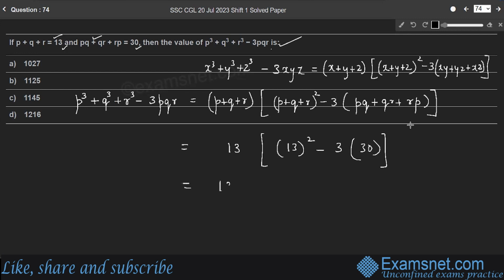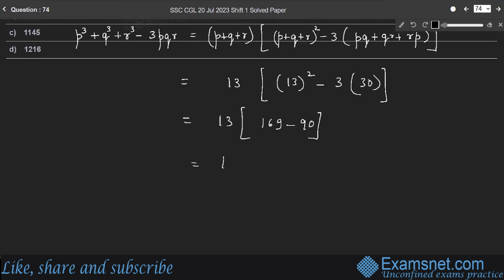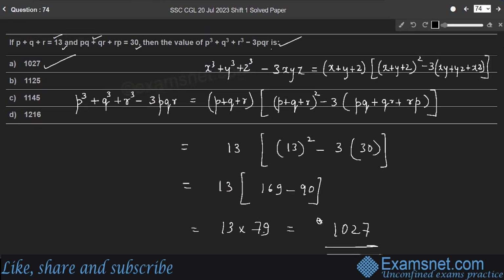So 13 into, 13 square is 169, minus 90, 30 into 3, right? So which is 13 into 79. So multiply these two numbers, you will get 1027 as the answer. 13 into 79 is 1027. Therefore, option A is the right answer.